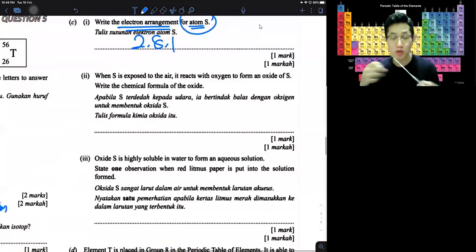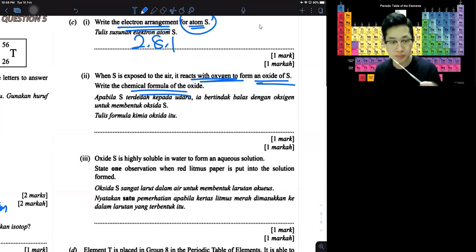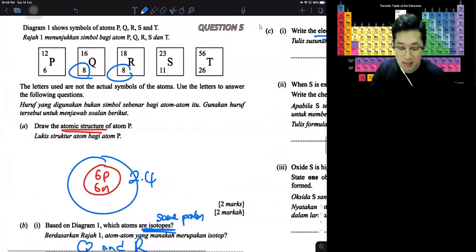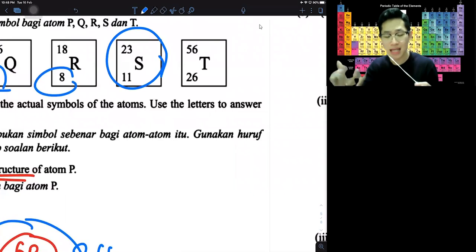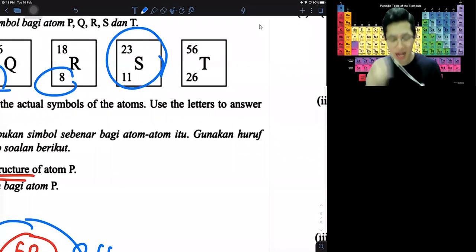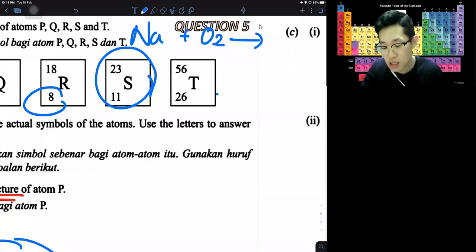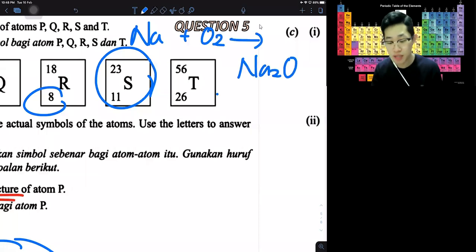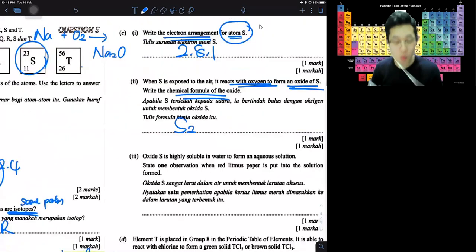When S is exposed to the air, it reacts with oxygen to form an oxide of S. Write the chemical formula of the oxide. Okay, this is what you can do. S, what is S? Go to the periodic table, find it. It is Na. Then you ask yourself, okay, Na with oxygen, what do you get? Na2O. You should be getting Na2O. So that means the formula is S2O.